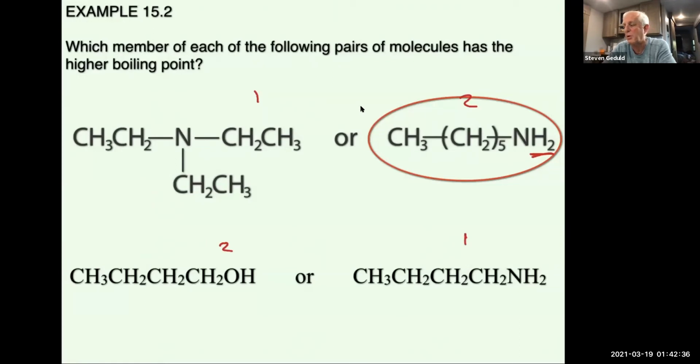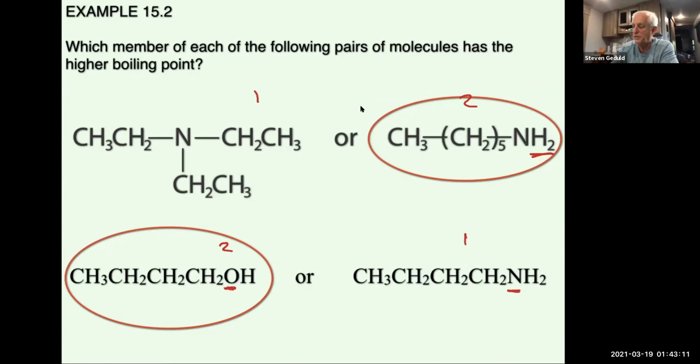Which one has a higher boiling point? Oxygen versus nitrogen. Oxygen pulls the molecules together tighter. Number two here would have the higher boiling point because OH forms a stronger hydrogen bond than NH, since oxygen is more electronegative. So if we're comparing alcohols and amines of similar molecular weight, the alcohol is going to have a higher boiling point because the bond is going to be stronger.